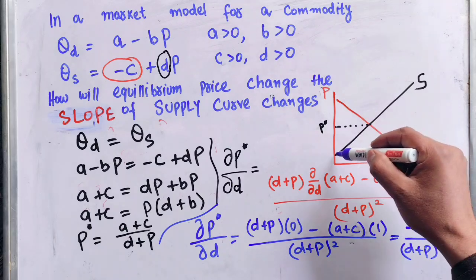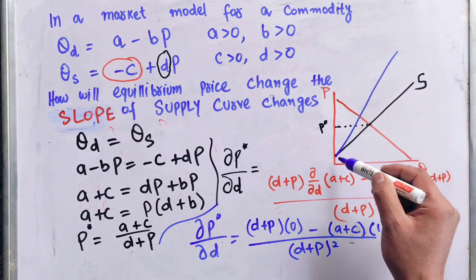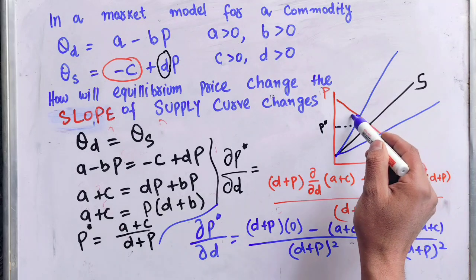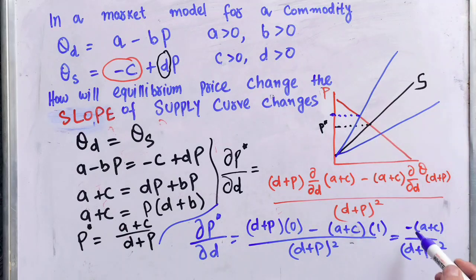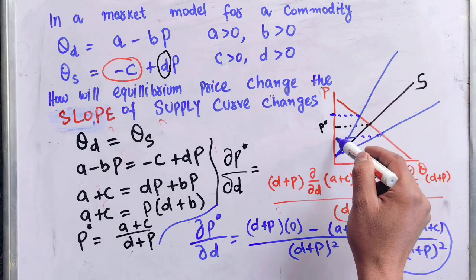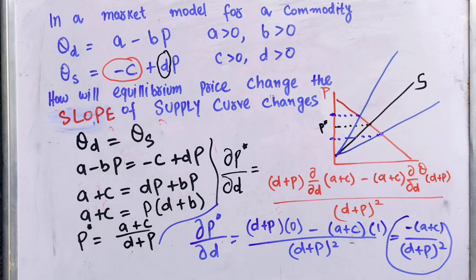So slope can change either like this or like this. In either case, we will get this equilibrium price or we will get this one. We are not being told whether the slope increases or decreases, it only increases. I hope I made myself clear.